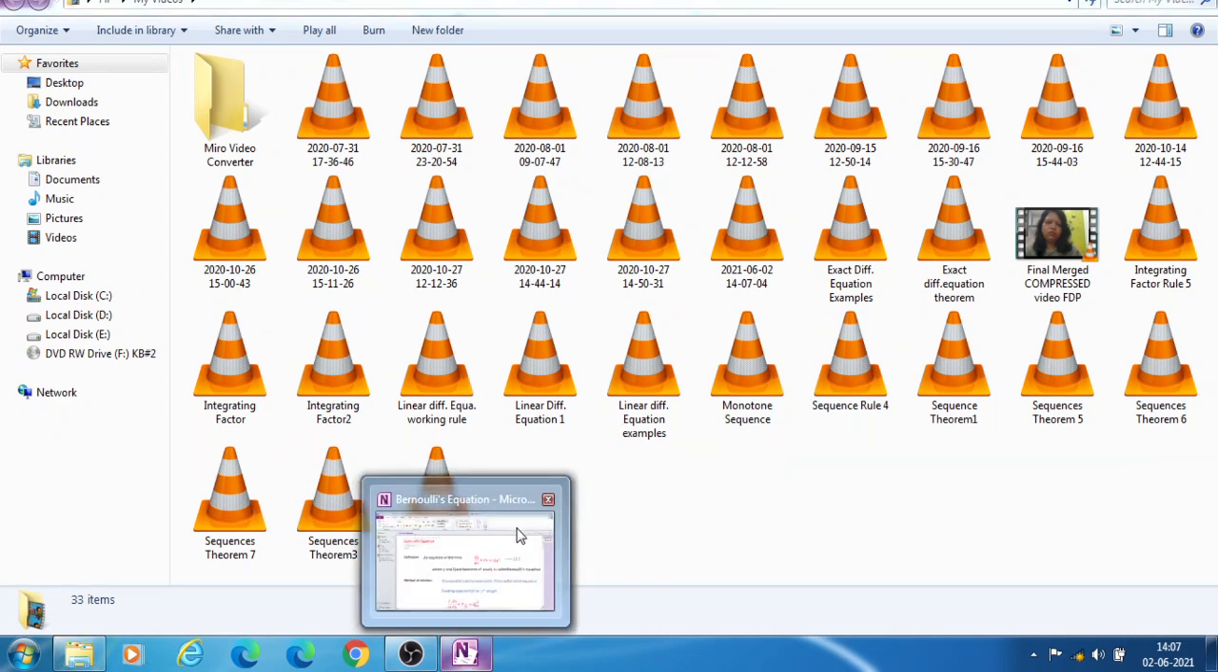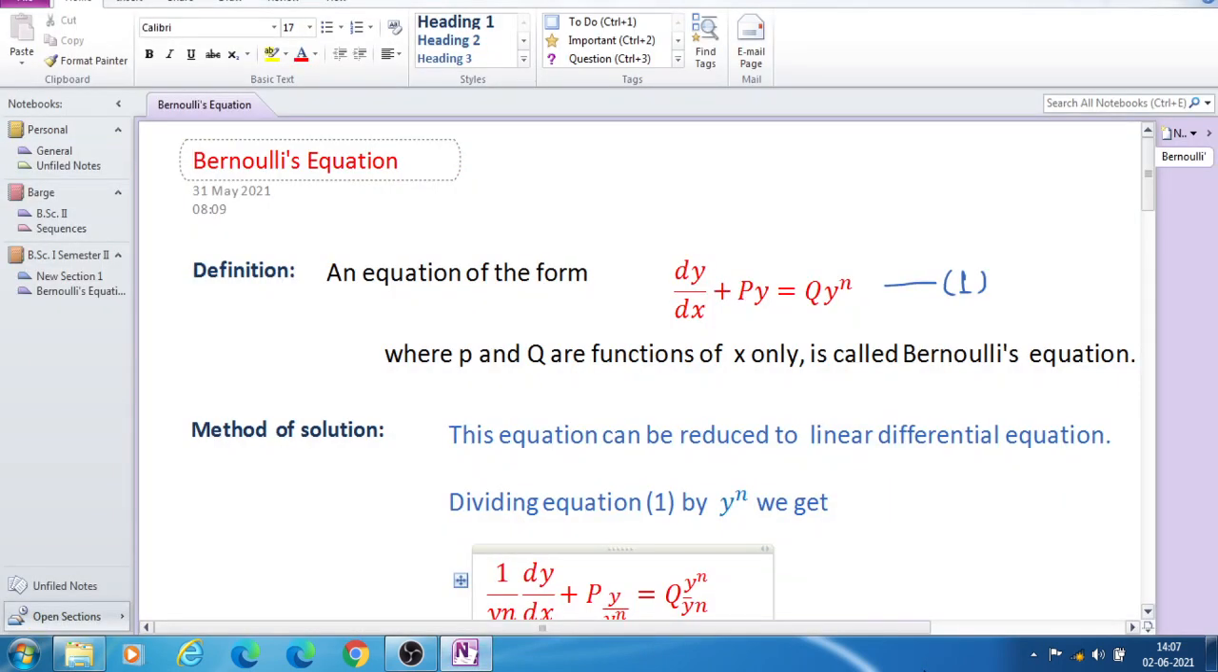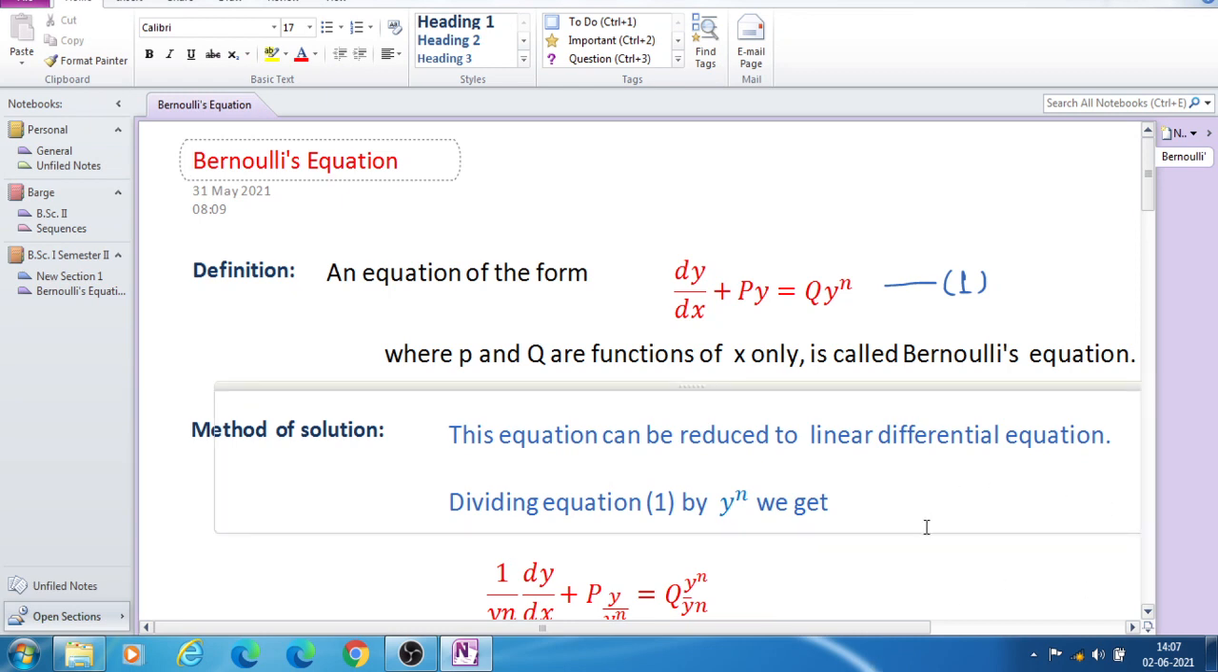Today we see Bernoulli's equation. So in the last lecture we have seen the linear differential equation, that is dy by dx plus p into y is equal to q.